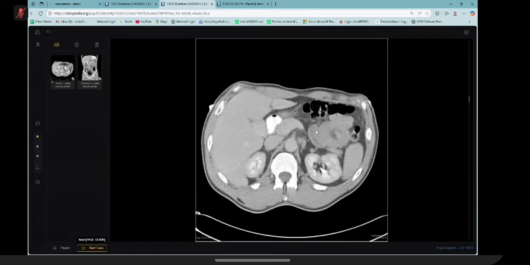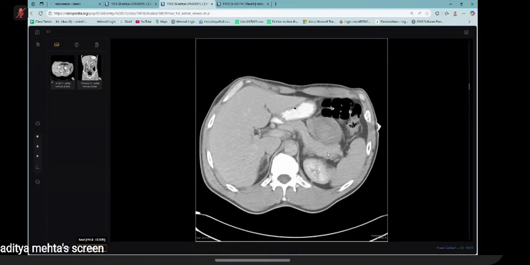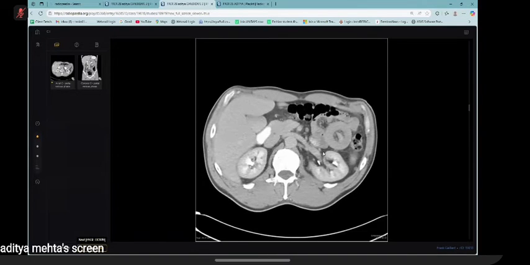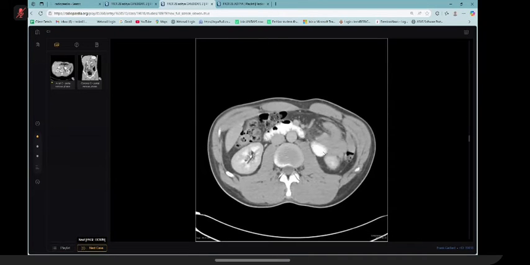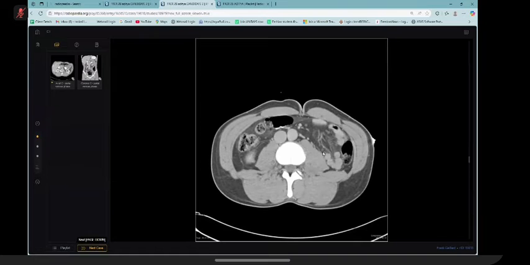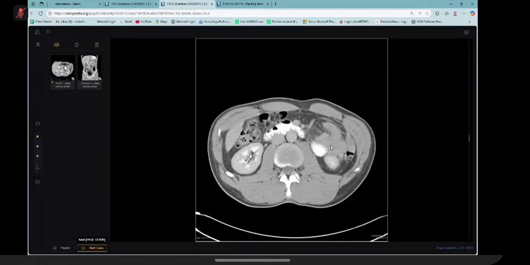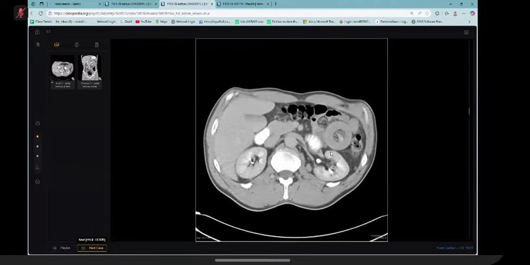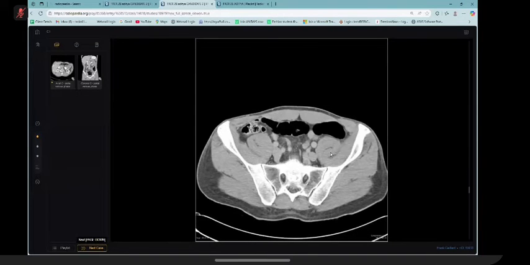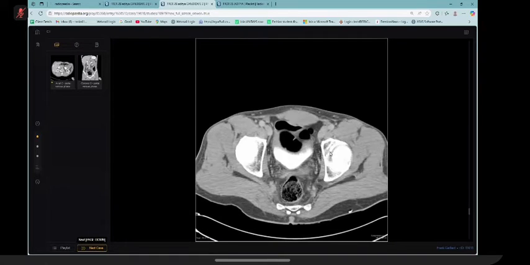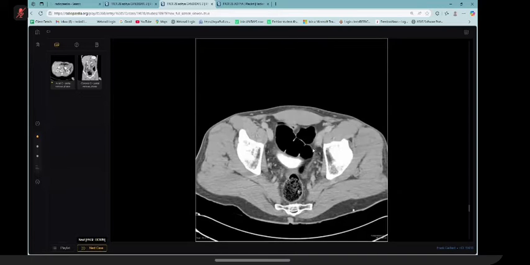The visualized liver shows no focal lesion. The spleen is also unremarkable, as is the pancreas. I'm going down. Both kidneys are excreting the contrast normally. There is sludge in the gallbladder. Going down, there is also marginal thickening of the bowel. Incidental note was of a small cyst in the right kidney. In the pelvis, I could not see any gross abnormality.